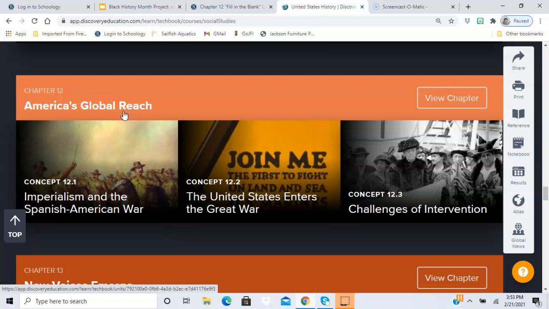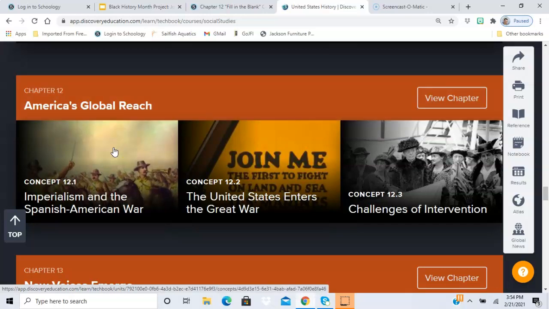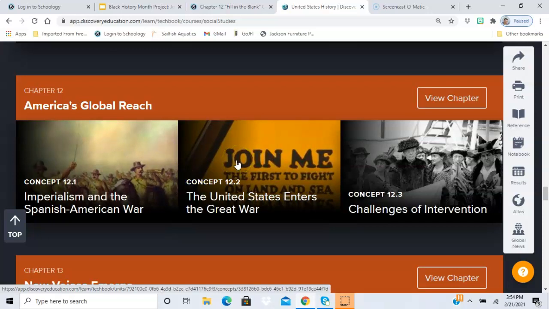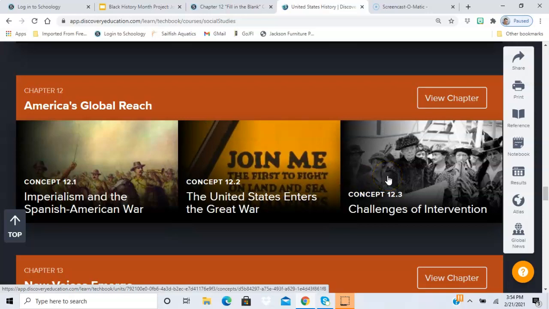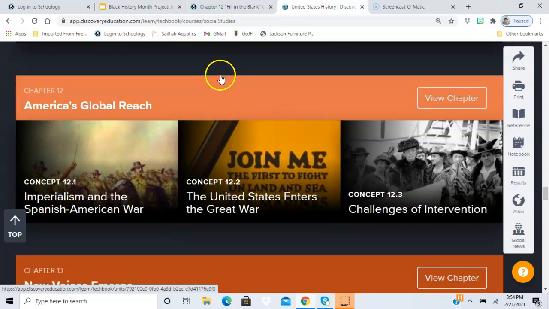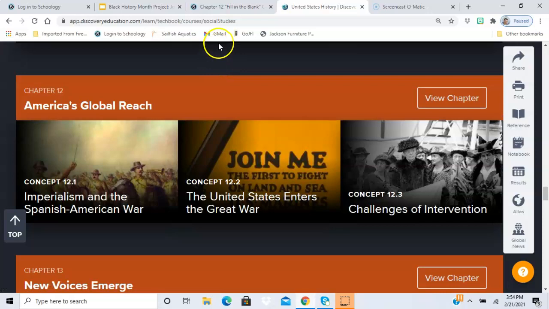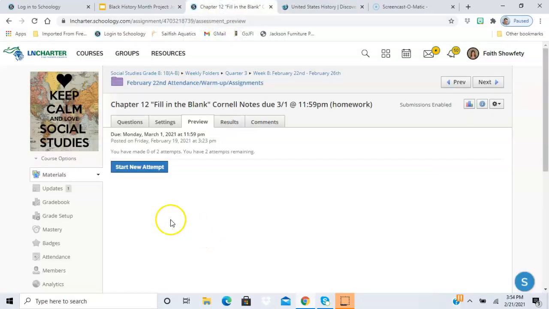This is Chapter 12 entitled America's Global Reach. So it really talks about how the United States was kind of having different relationships with different countries. Section 1 is about imperialism and the Spanish American War. Section 2 is about the United States entering the First World War, also called the Great War. And then Section 3 is about challenges of intervention. So Chapter 12 Cornell Notes are going to take you through all 3 sections. So we'll go ahead and kind of get started with this.